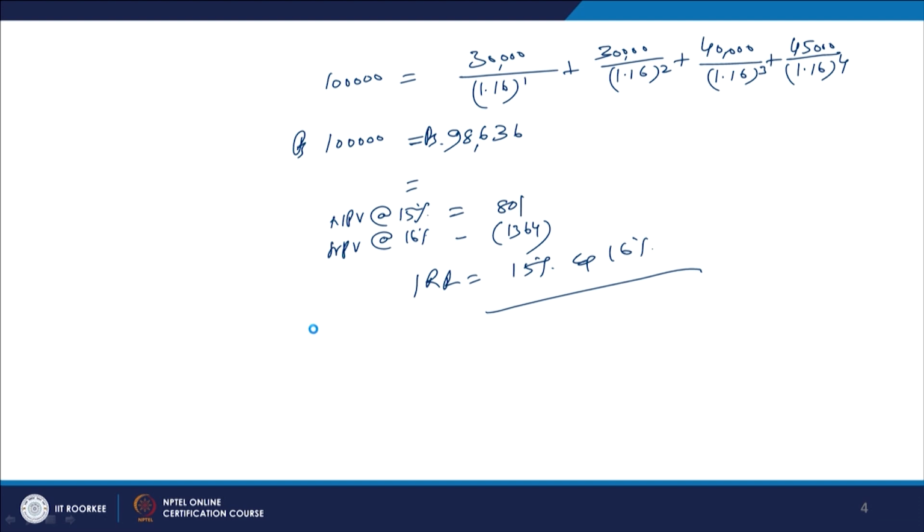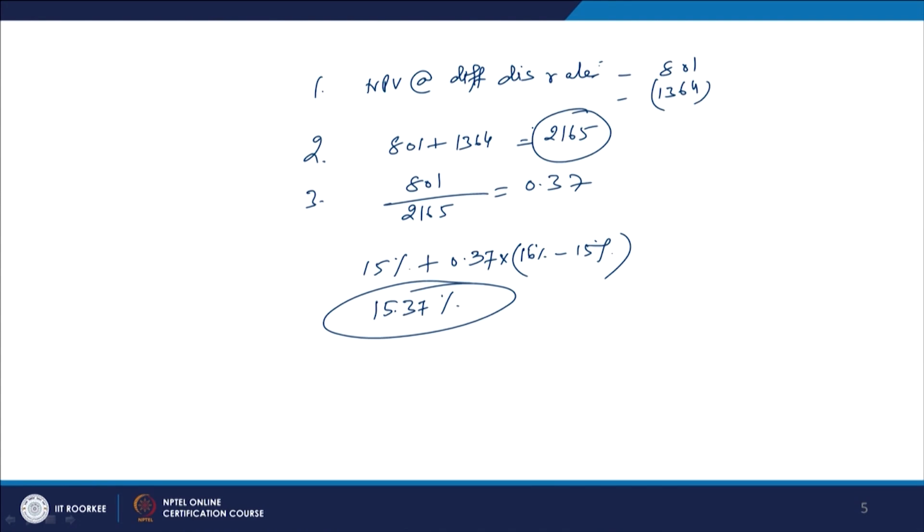1364 minus 1364. It means we are sure that the discount rate at which the NPV between the cash inflow and outflow becomes 0 is somewhere between 15 and 16%, right. So, to find it out there is a process. We can see the process with the help of this formula also.